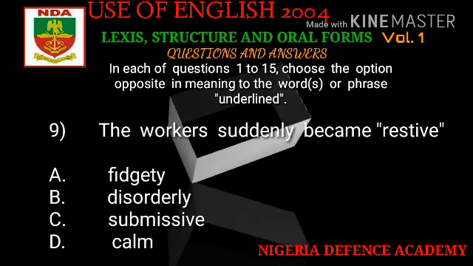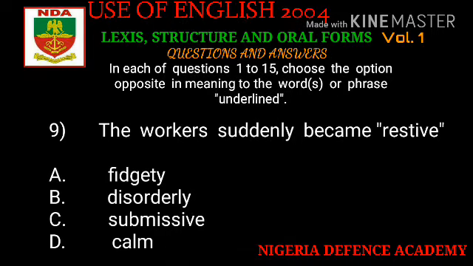Question number nine. The worker suddenly became restive. Which of these options has the right answer? Option A, fidgety. Option B, disorderly. Option C, submissive. Option D, calm. What do you think is the answer?